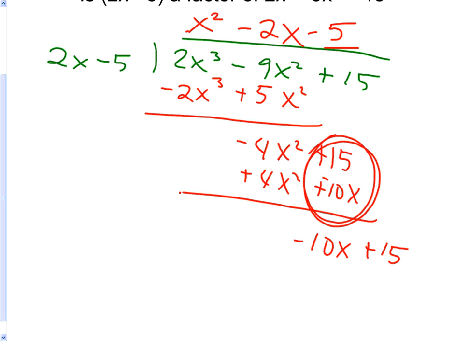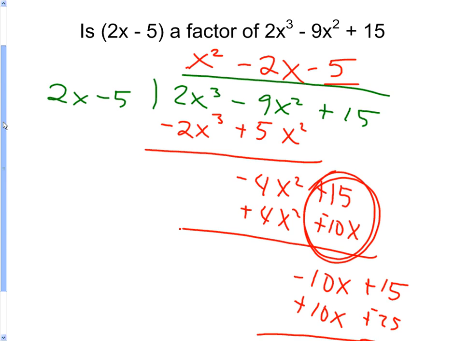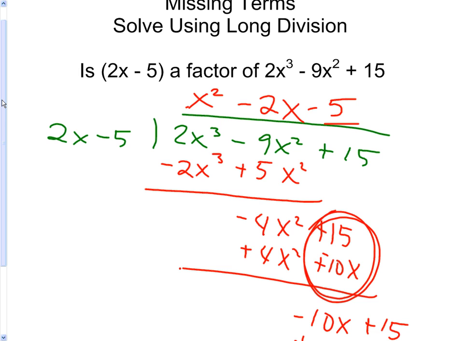Negative 5 times 2x makes negative 10x. And negative 5 times negative 5 makes positive 25. Change the signs. And those cancel. And now I have negative 10 left. Is there anything else to bring down? So what do you think? It's not a factor. If this had come out to 0, then we'd know it had worked. But it didn't come out to 0, so it's not a factor. It did not work. So the answer is no, it's not a factor.